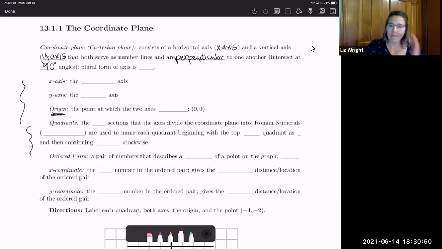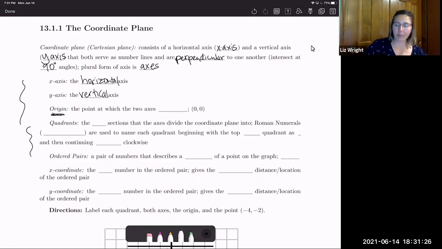The plural form of axis is axes. I know it looks like axes, like you're a lumberjack and you've got multiple axes, but you actually pronounce it axes, with a long E at the end, for the plural form of your x and y axes. So our x-axis, again, is our horizontal axis. Our y-axis is our vertical axis.